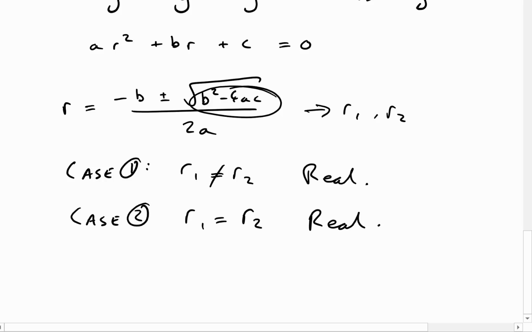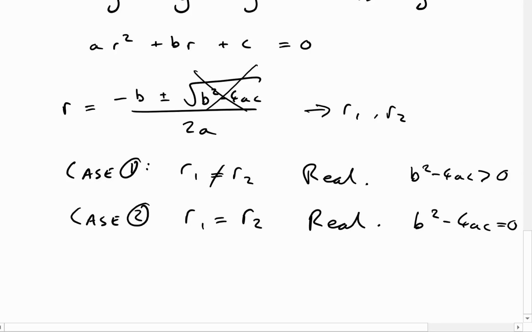So if the discriminant, b squared minus 4ac, is greater than 0, in other words it's positive, then you get case 1, where you get two real roots. If b squared minus 4ac is equal to 0, then effectively that just disappears, and what you're left with is minus b over 2a. You get the same root, so R1 equals R2, so you only get one root.